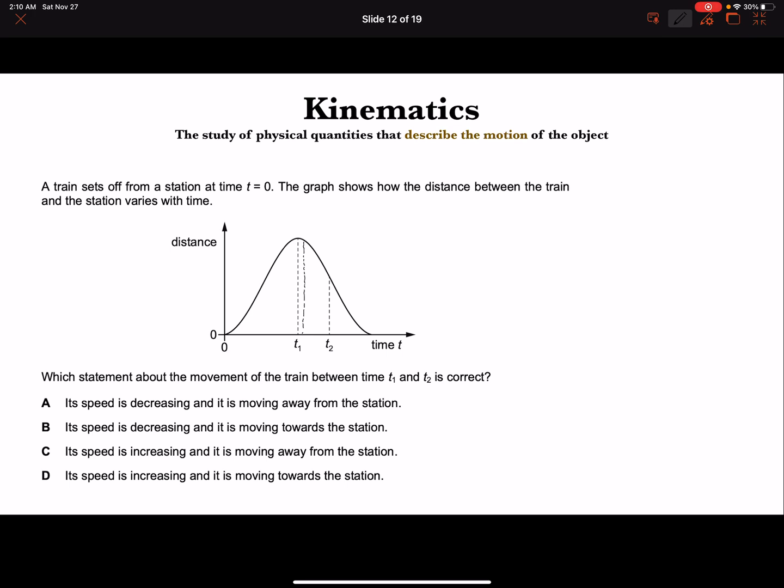Okay. And is it moving away from the station or is it moving towards the station? Well, just look at this. The station is at point 0. So when I was going up, I was moving away from the station. But if I'm going back down, I'm moving towards the station. So the answer choice is D.